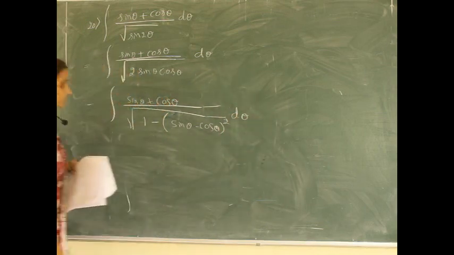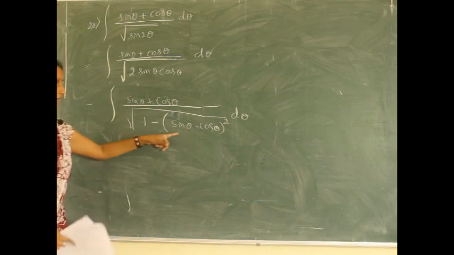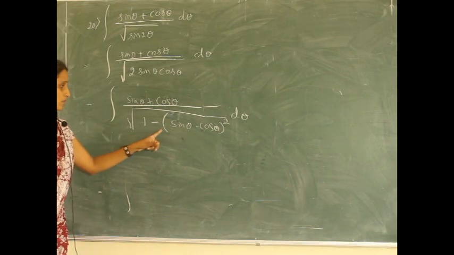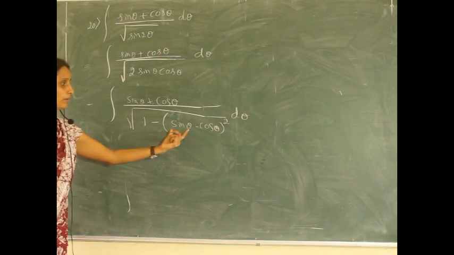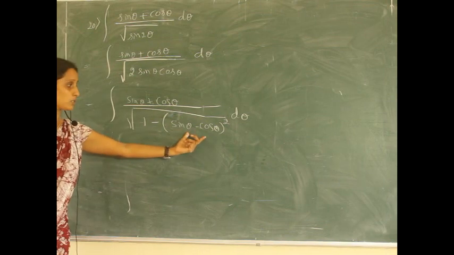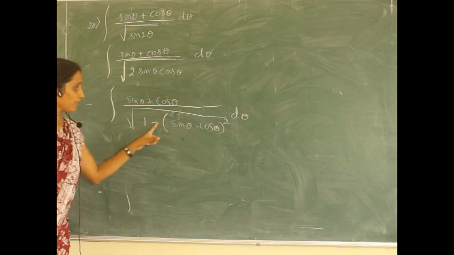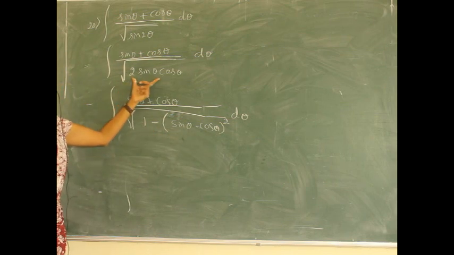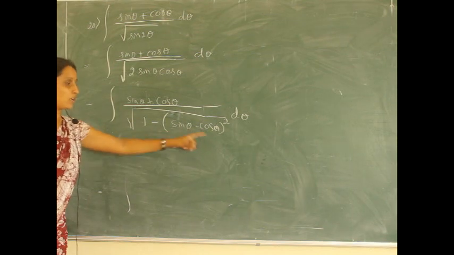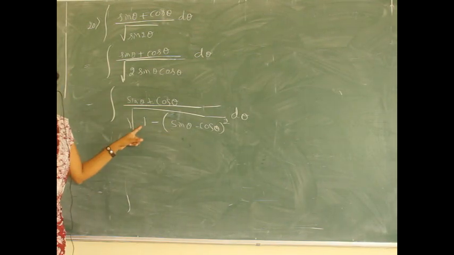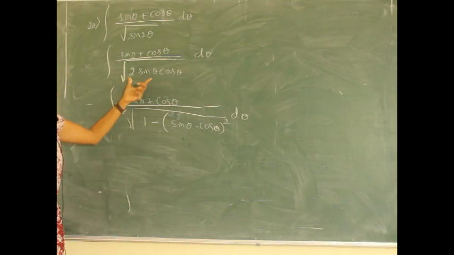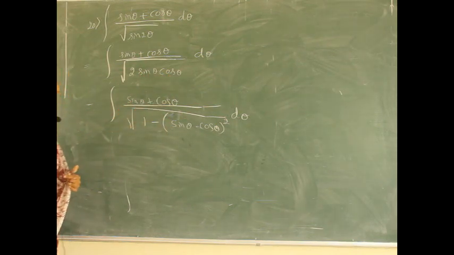So 1 minus sin theta minus cos theta whole square. Sin theta minus cos theta whole square will be sin square theta plus cos square theta minus 2 sin theta cos theta. So minus and minus becomes plus, and we get the term 2 sin theta cos theta. Then sin square theta plus cos square theta is 1, and this 1 becomes 0. So we can write 2 sin theta cos theta as 1 minus sin theta minus cos theta whole square.